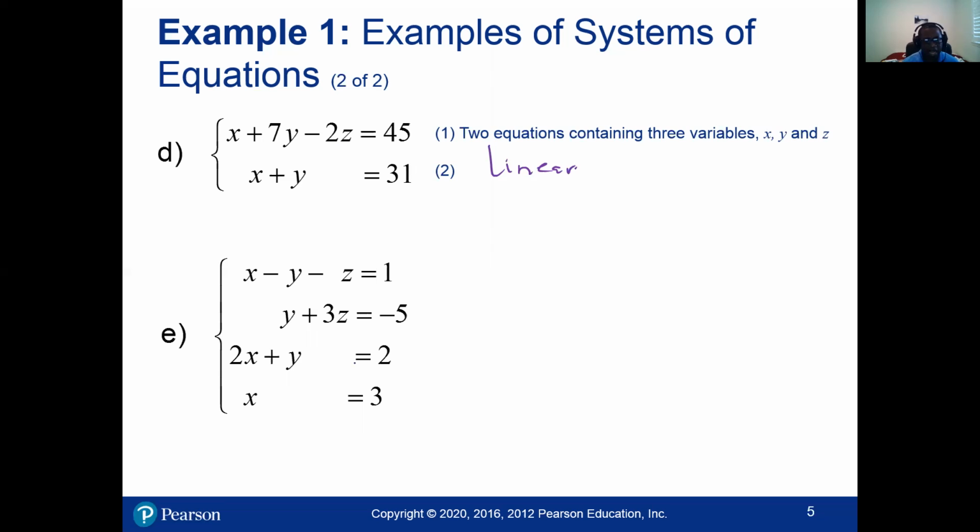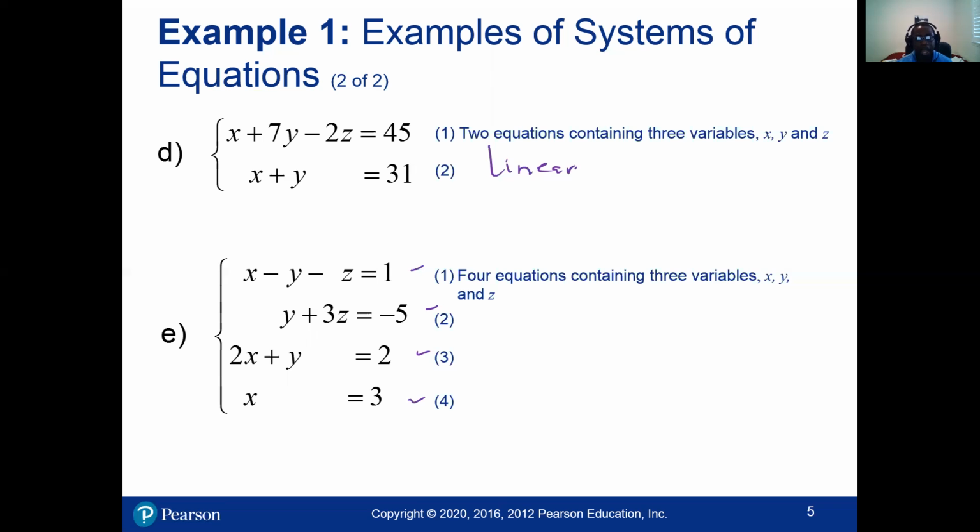And then the last but not least, how many equations are there? We have 1, 2, 3, 4. How many variables are there? We have x, y, z, then x, y, then x and y, and then just x. So this is also 4 equations in 3 variables, x, y, z.